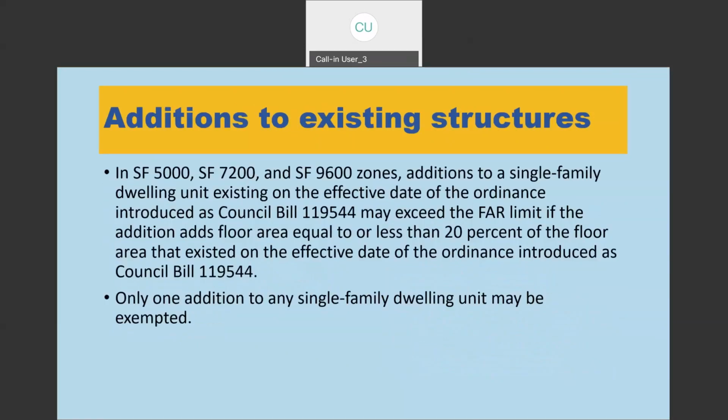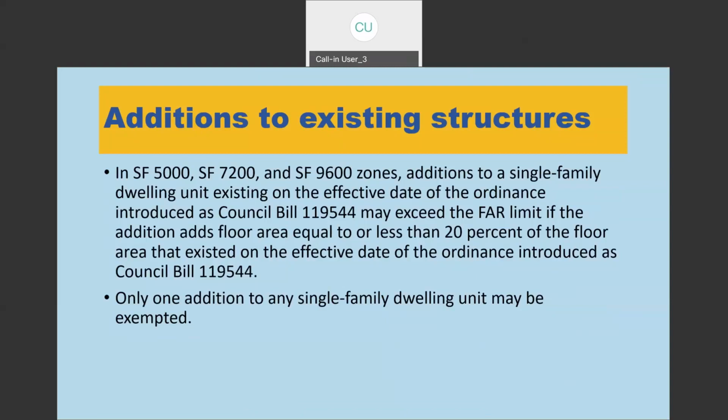All right, so another scenario is, let's say you have an existing structure and maybe you're really close to the FAR limit, or you're at the FAR limit or over it. In single family zones, so single family 5,000, 7,200, and 9,600, you can do an addition that may exceed the FAR limit, as long as it does not add more than 20% of the floor area that existed on the effective date that this bill was introduced, which was back in March.